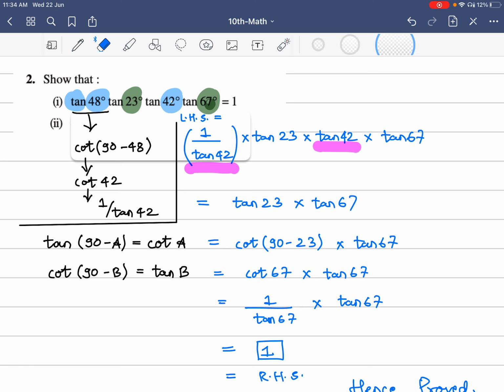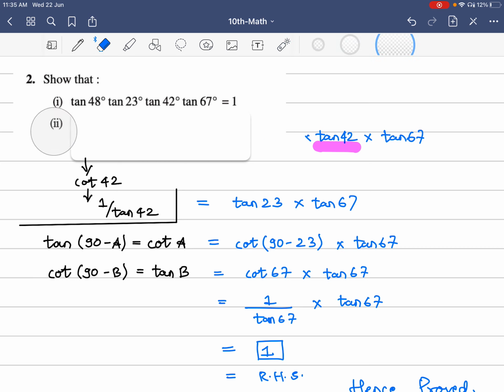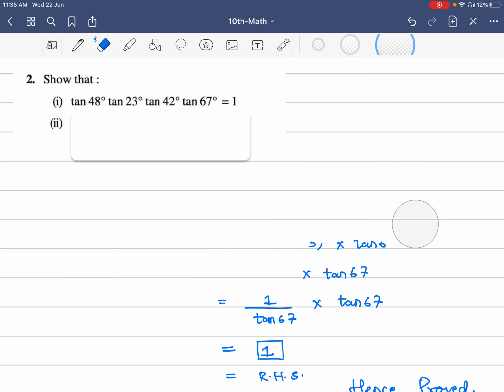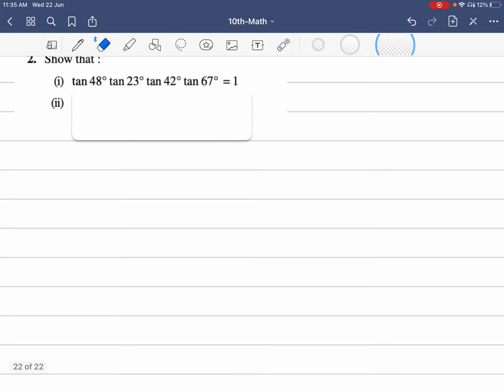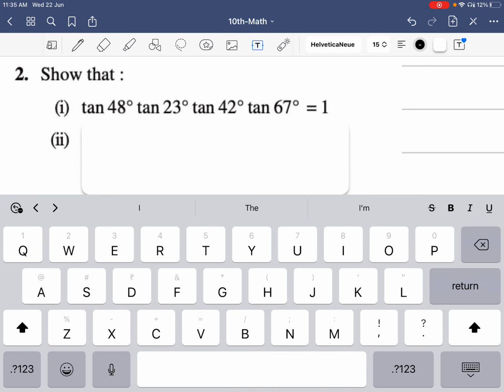So let me use the eraser to get rid of these markings. So thus we have proved that this entire expression is equal to 1. So this was our problem number 1 from question number 2. Now we have problem number 2 as well. So I need to erase this whole thing to remove the problem number 1. So now let's zoom in a bit, and we have problem number 2 here.